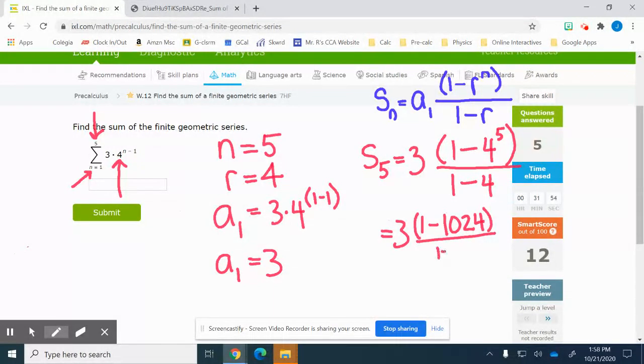over 1 minus 4. So that's going to give us 3 times negative 1,023 over negative 3. And we're very near the same thing, aren't we? 1,023 divided by 3, that's 341. So now we're going to have equals 3 times 341 equals what? 1,023 again, of course. We just divided, and now we're back up there again.